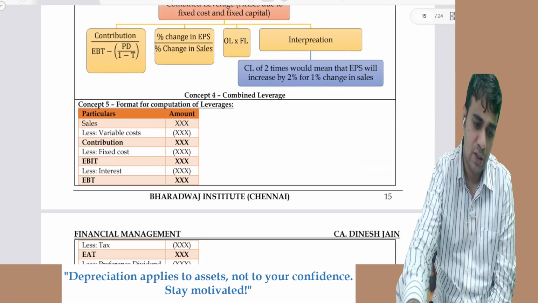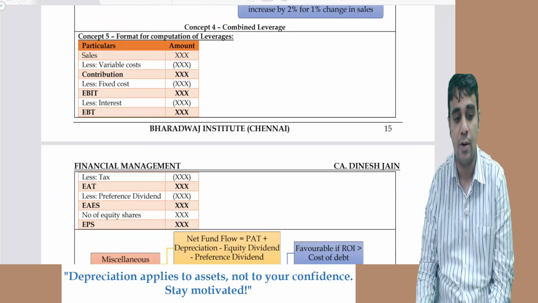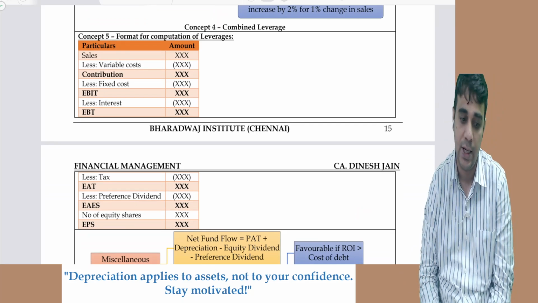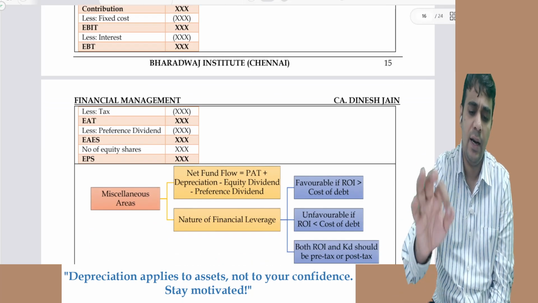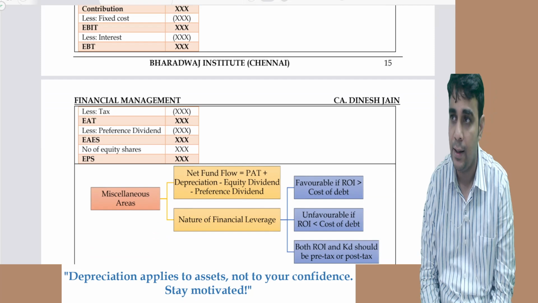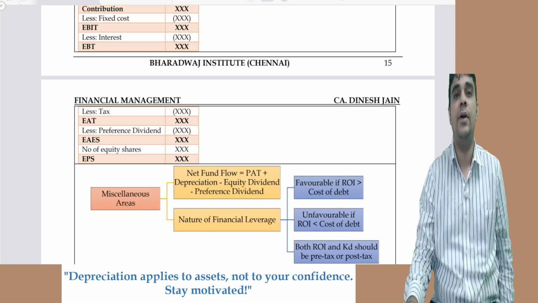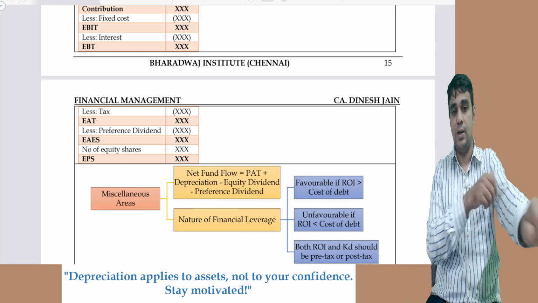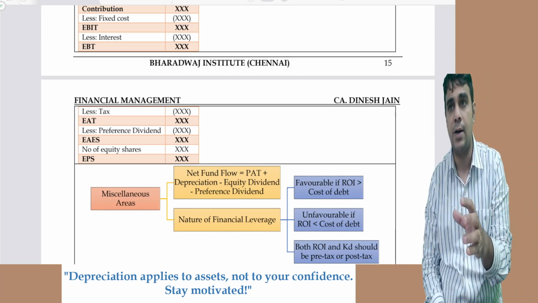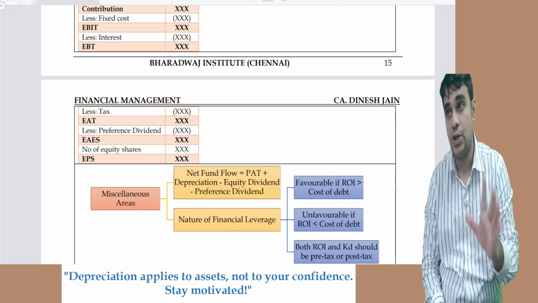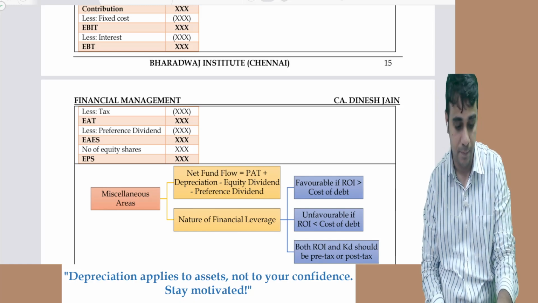To do the question, this is the format we follow: sales less variable cost, contribution less fixed cost, EBIT less interest, EBT less tax, EAT less preference dividend, EAS, number of equity shares, and EPS. We also learned net fund flow. Net fund flow is PAT, add back depreciation because it's a non-cash item, and deduct equity dividend and preference dividend paid by an organization. This is what we broadly saw in the previous session. In this chapter, one important part is the linkage with our ratio analysis chapter, and also with the marginal costing chapter.